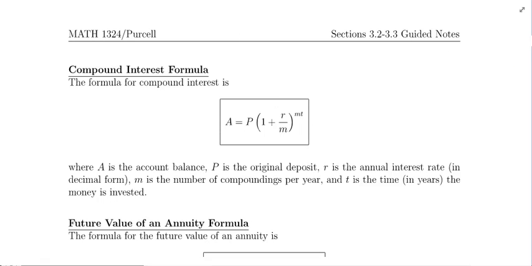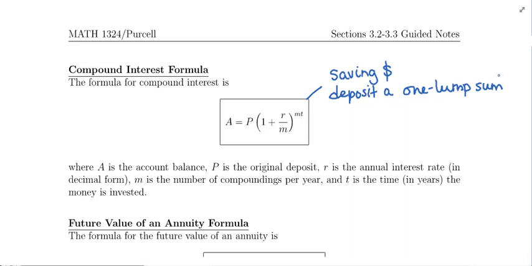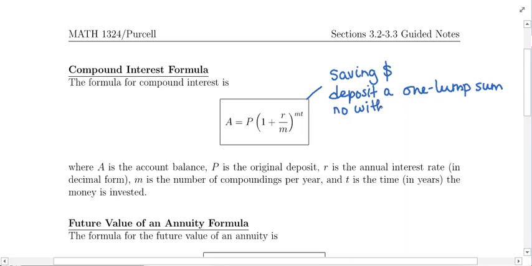And then remember when you want to use this formula. I cannot emphasize this enough. When you want to use this formula: if you are saving money, and you deposit one lump sum, so it's a one-time deposit. You forget about the money, you let it grow through interest. You come back so many years later and you figure out how much money is in the account. And there are no withdrawals.